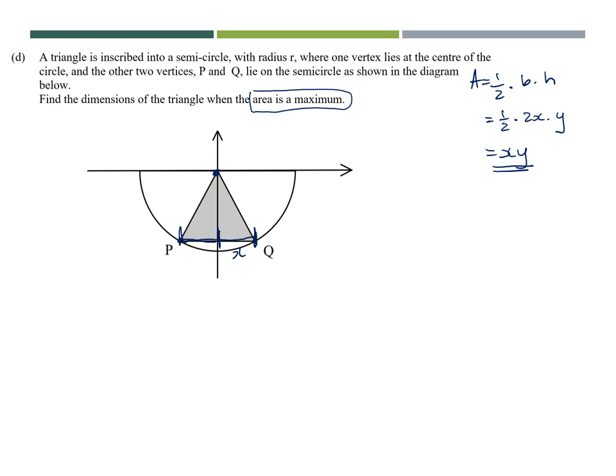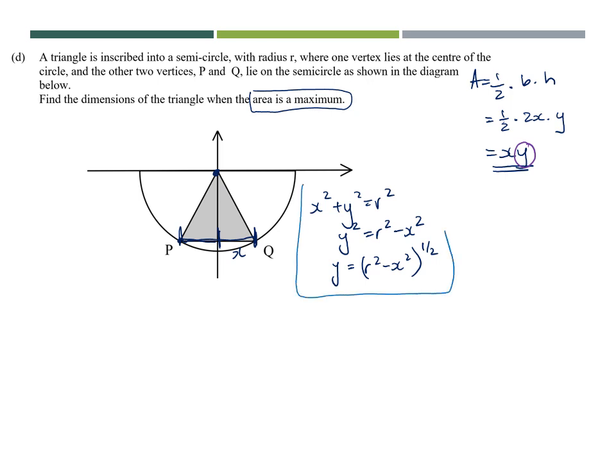But what I need to be able to do is form an equation where y is a function of x. So on my circle, x squared plus y squared is r squared. So therefore y squared is r squared minus x squared. So y is actually r squared minus x squared all to the power of a half. Why do I leave it as a half? Because it's easier to differentiate. So from here, my area function is actually x lots of r squared minus x squared all to the power of a half.